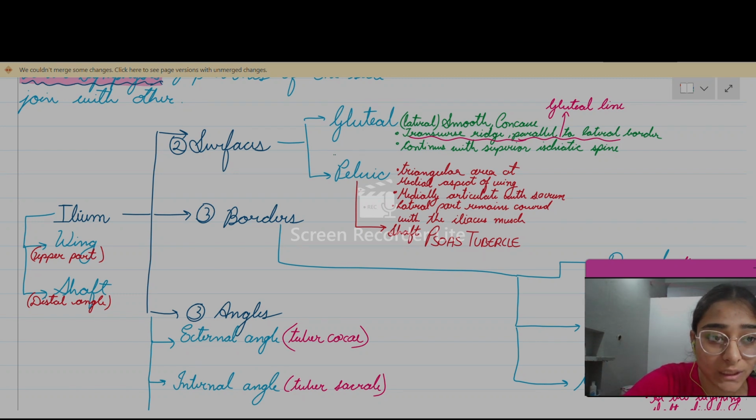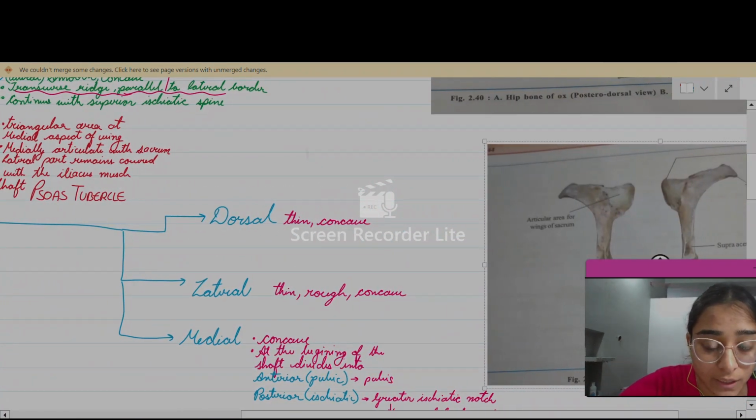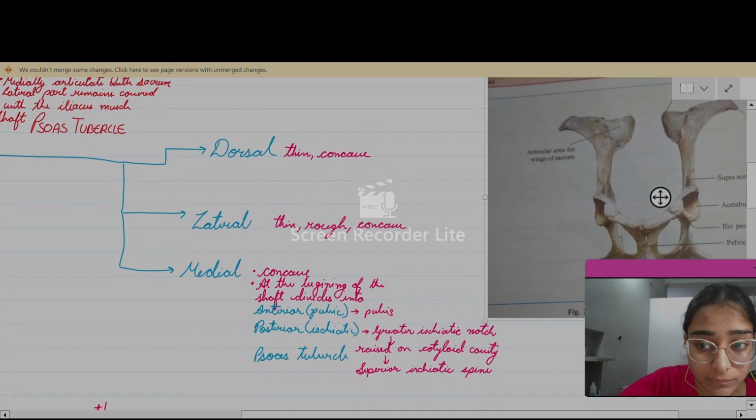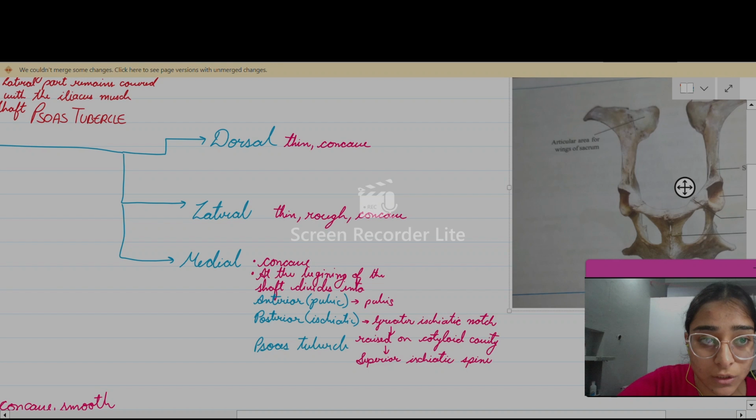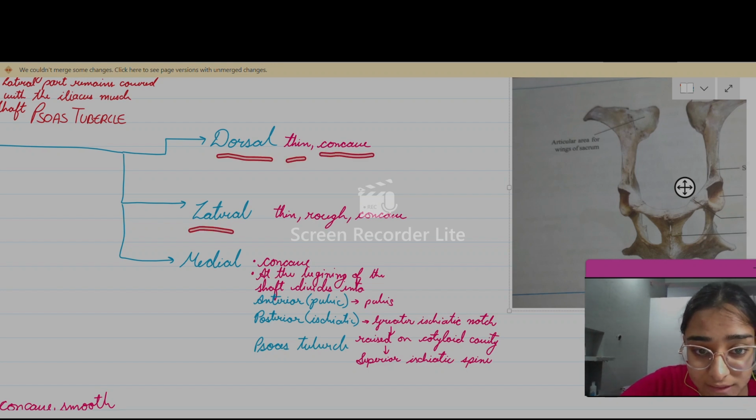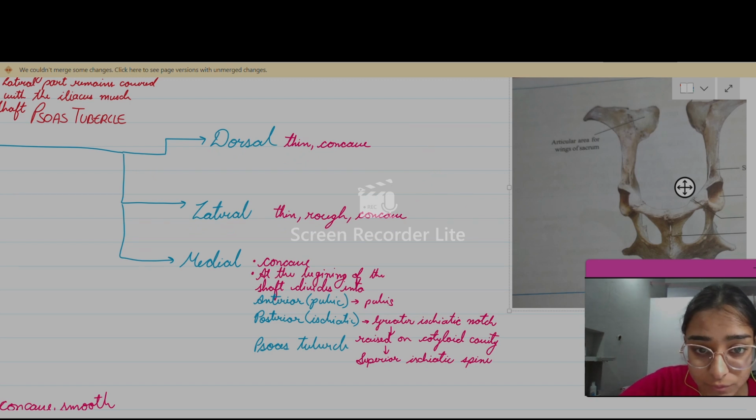Now let's come to the borders. It has got 3 borders and those are dorsal, lateral and medial. So dorsal border is thin, concave. Lateral border is thin, rough. It is also concave as it is a triangular bone. So dorsal and lateral borders are thin, concave. Medial border is concave.